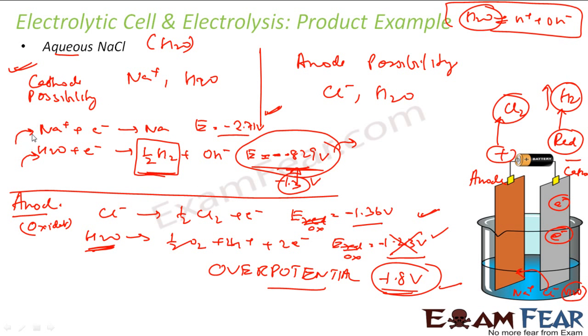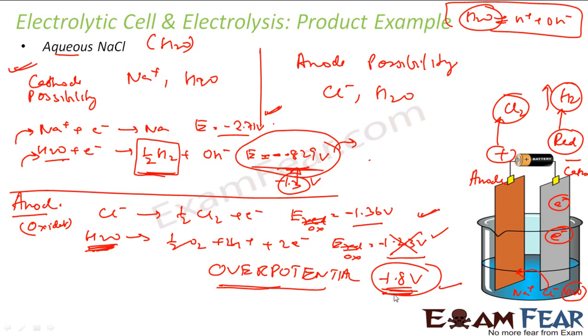See, at cathode it was pretty easy, right? I had this for sodium reduction 2.7 volt, water reduction 0.8 volt. Obviously water reduction will win. At anode there was the issue. At anode we have over potential also there. Please note, over potential is generally at the anode. Over potential of water we have seen is 1.8 volt, right?